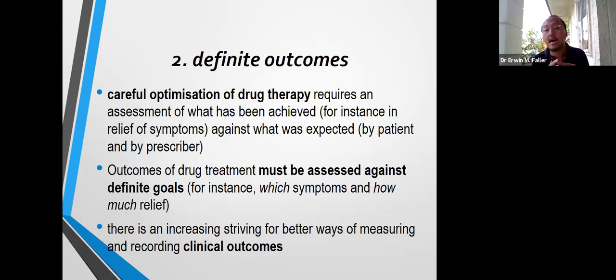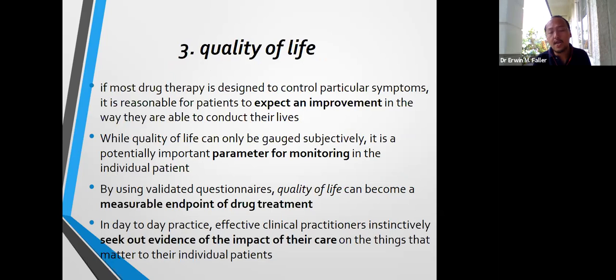For instance, the symptoms and how they're being relieved, the goal in terms of lifestyle and medications of our patient, the diseases they have, and we'll be able to have better ways of measuring and recording such clinical outcomes. So in the definite outcomes, we'll be able to assess if we are really reaching that goal by using our medication review. Now, as we go along with our definition of what a medication review is, at the same time we'll also be able to identify what the goal really is.